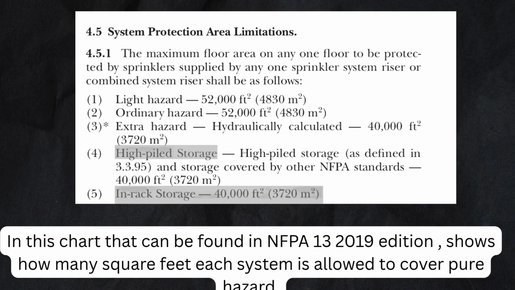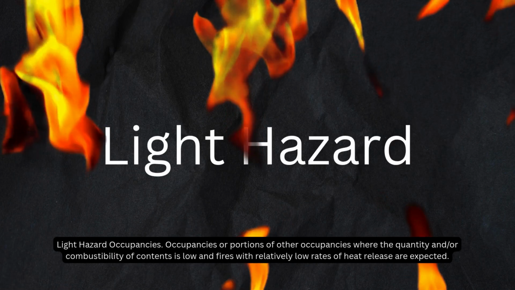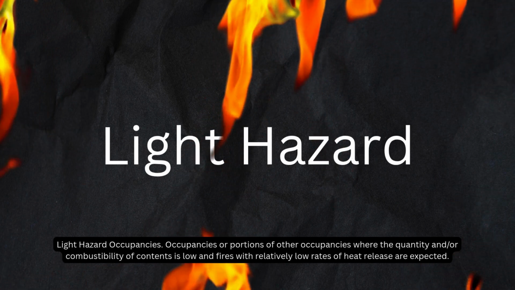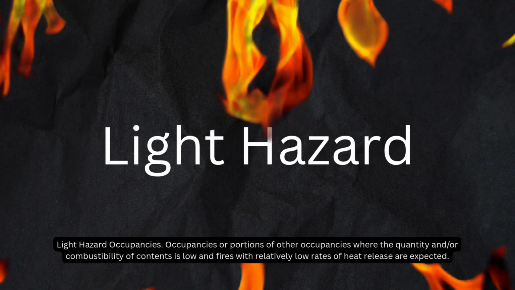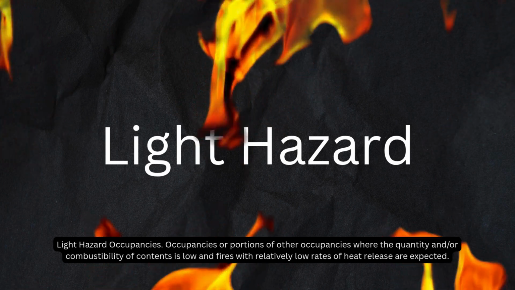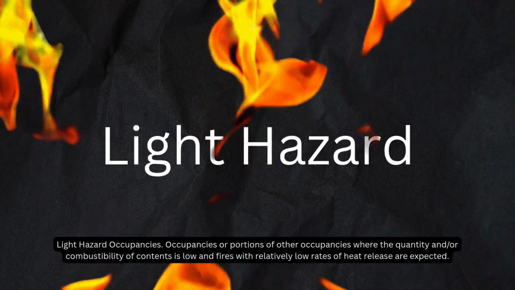In this chart that can be found in NFPA 13, 2019 edition, it shows how many square feet each system is allowed to cover per hazard. Light hazard occupancies: occupancies or portions of other occupancies where the quantity and/or combustibility of contents is low, and fires with relatively low rates of heat release are expected.